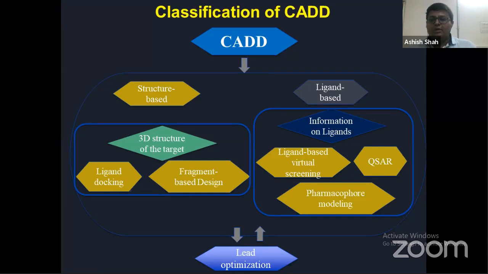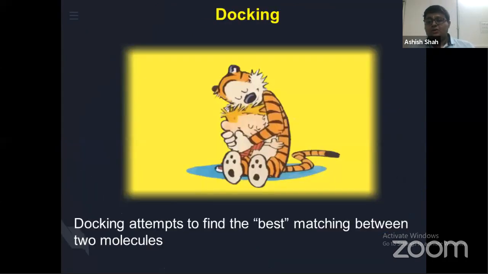Now we'll see one by one the structure-based and ligand-based drug design. So we are starting with structure-based drug design. The first one is docking. So what is docking? We all have learned the lock and key model.